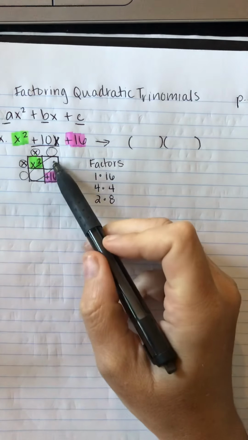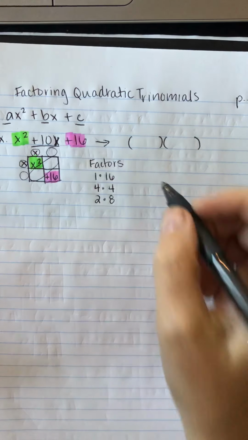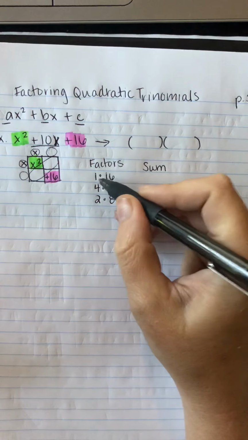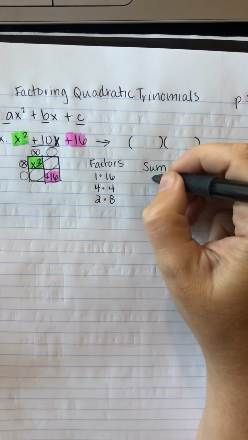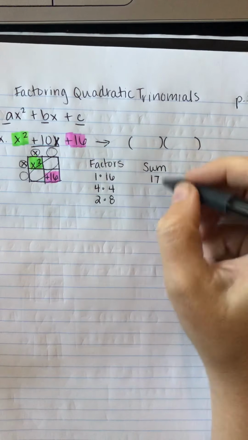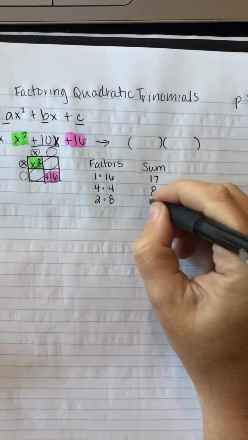Now remember, we want these two boxes to equal 10 when we add them. So what we're going to do over here is we're just going to write the sum. So if we instead added 1 plus 16, our sum would be 17. If we added 4 plus 4, our sum would be 8. And if we added 2 plus 8, our sum would be 10.